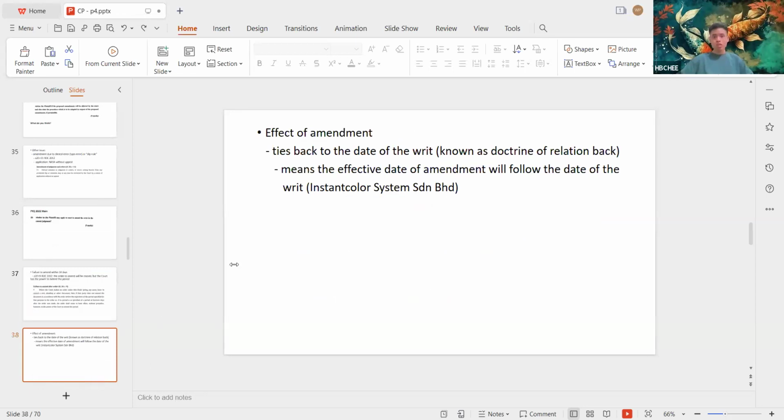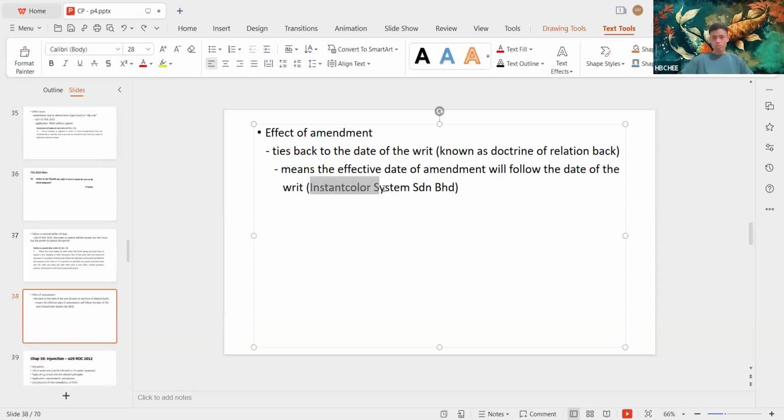Now, when it talks about the effect of amendment, it ties back to the date of the writ, which is the doctrine of relation back. It means the effective date of the amendment follows the date of the writ. This is the case of Instant Color Systems and Beyond the Heart. Are we okay with the chapter on amendment already?